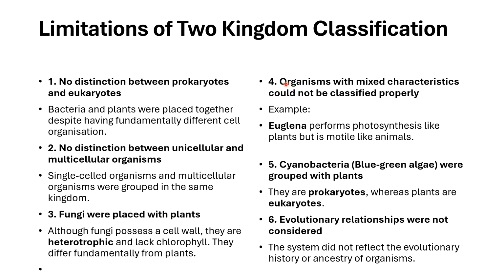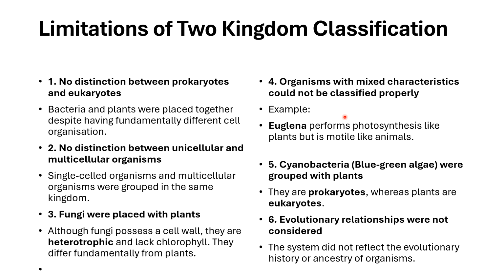Fourth important point is organisms with mixed characteristics were not classified properly. Example, Euglena, very important. Look, Euglena is a very interesting organism. Now it is unicellular in nature. It can perform photosynthesis only when sunlight is there. But in the absence of sunlight, it depends upon the organic matter to derive its nutrients.